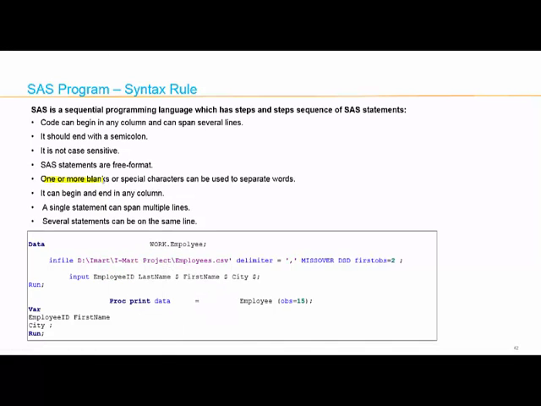Next, you can add more than one blank space to separate the words, so that is no issue. It can begin and end in any column, there is also no issue. A single statement can span multiple lines, as we have seen. Several statements can be written on the same line. So here you can see an example of more than one blank space. Here I have multiple blank spaces, here I have multiple blank spaces. There is no issue. You can write the code in your own way.